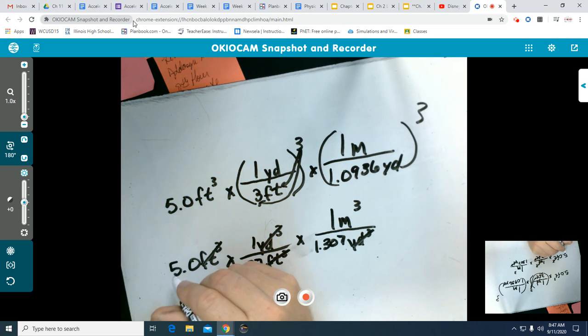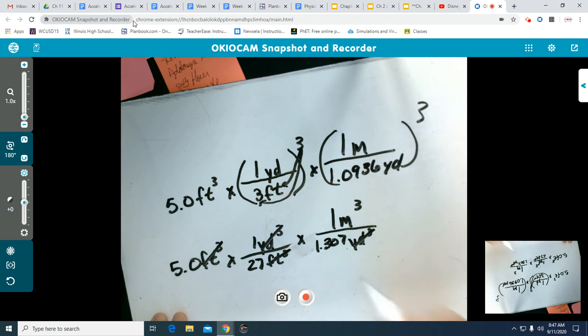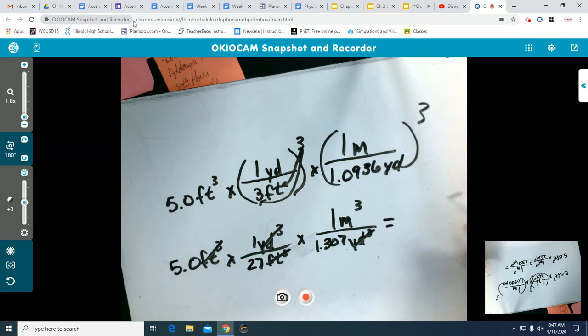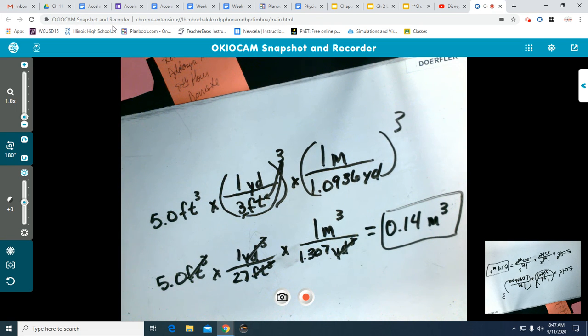So now what I need you to do is take 5.0 divided by 27, get an answer, take that answer divided by 1.307. And report your answer in 2 sig figs, because there are 2 in the given. 0.14 meters cubed. Excellent.